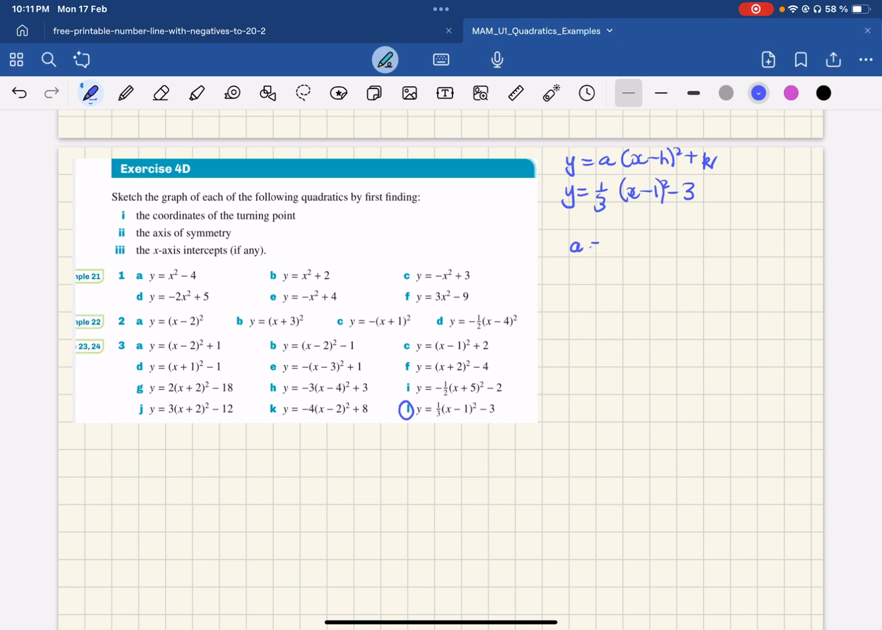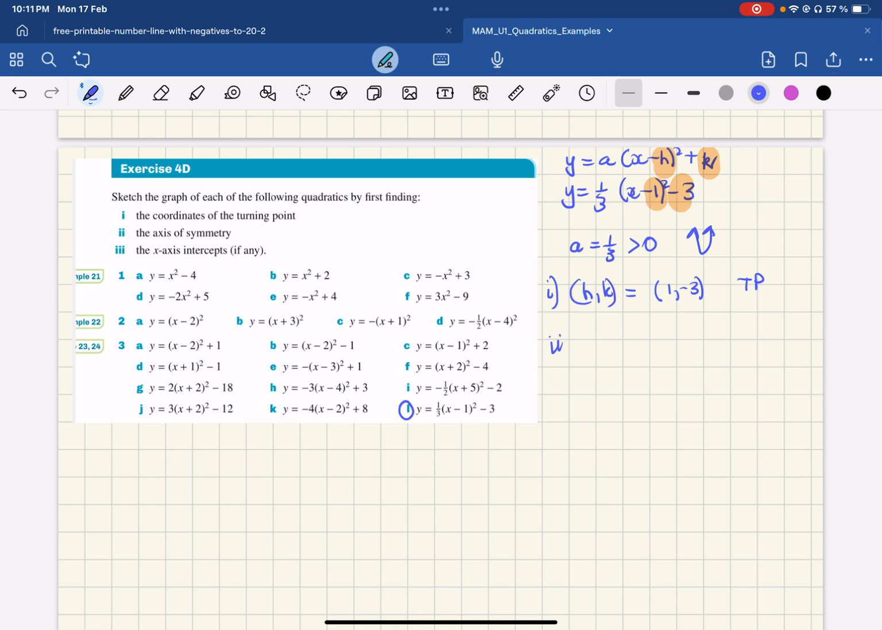So from that I can see that a is a third, which is a positive number, so the graph is going to be shaped like that. Then h, k, so I'm picking the h and the k, which is (1, −3). That is the turning point. So that's the answer to the first part.